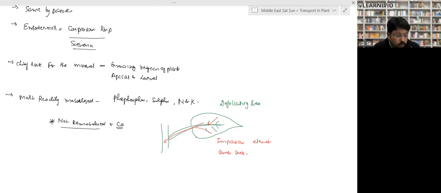A small amount of exchange of material between xylem and phloem takes place. So this was all about how water and ions or minerals reach the top of the plant. Is it clear? Is it crystal clear to all of you?